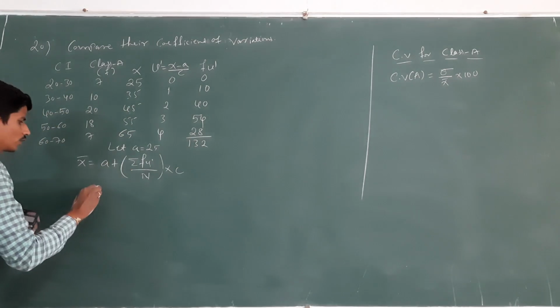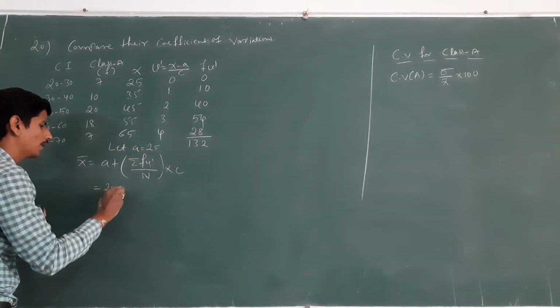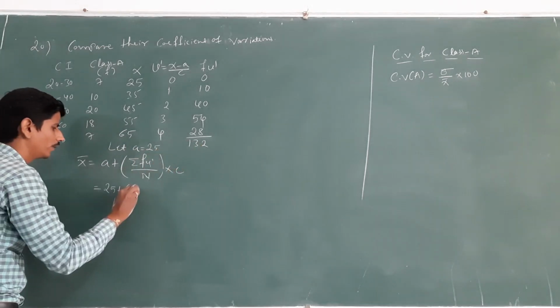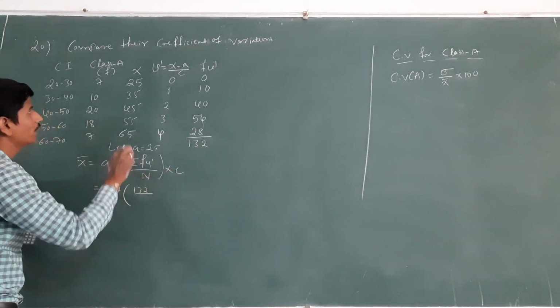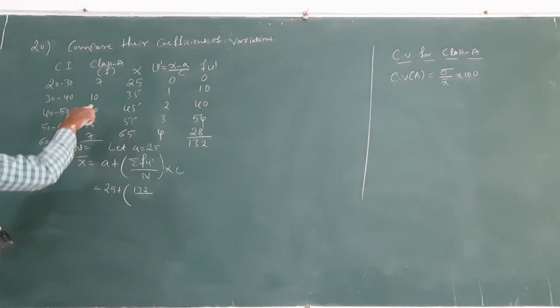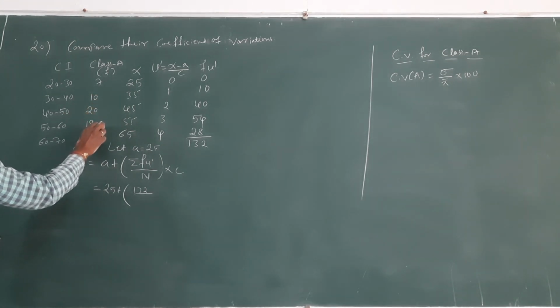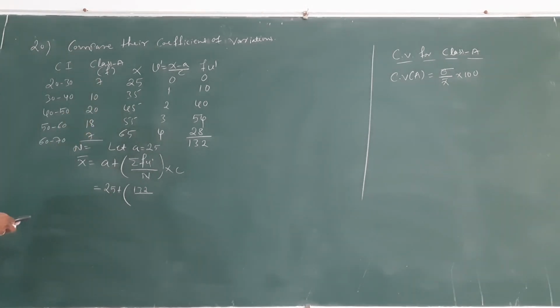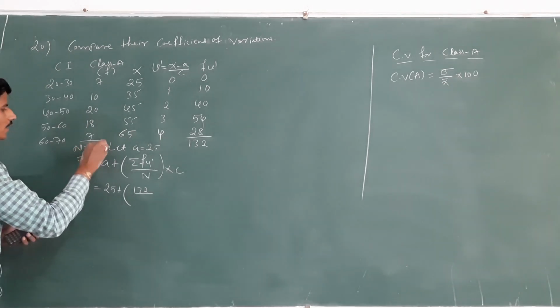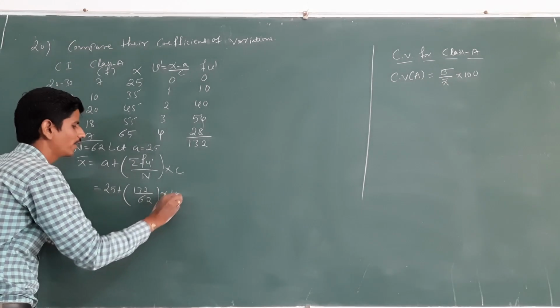132. Next, you have to substitute the x bar. A value is what? Let a equal to 25. 25 plus sum of fu dash is 132, divided by capital N. The capital N value is what? Here, capital N value is 7 plus 17, 17 plus 20 plus 18 plus 7, which is 62. Yes, capital N is 62, into the width of the class interval, which is 10.